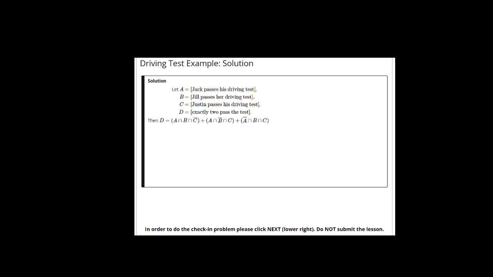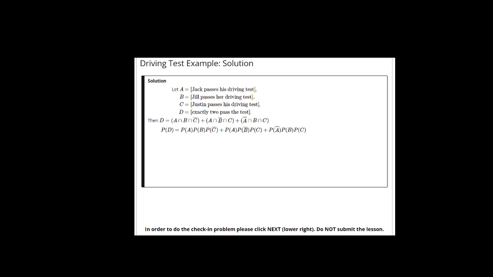The first, A intersect B intersect C complement, represents the event that Jack and Jill both pass, but Justin fails. Similarly, the second, A intersect B complement intersect C, represents the event that Jack passes, Jill fails, and Justin passes. And because these 3 possibilities, each of which represents one of them failing and the other 2 passing the test, are mutually exclusive, we can determine the probability of the event D by adding together the probability of these 3 possibilities. Let's look at the probability of the first, A intersect B intersect C complement.